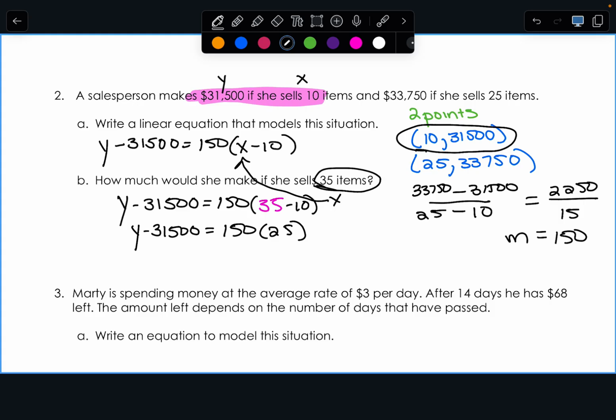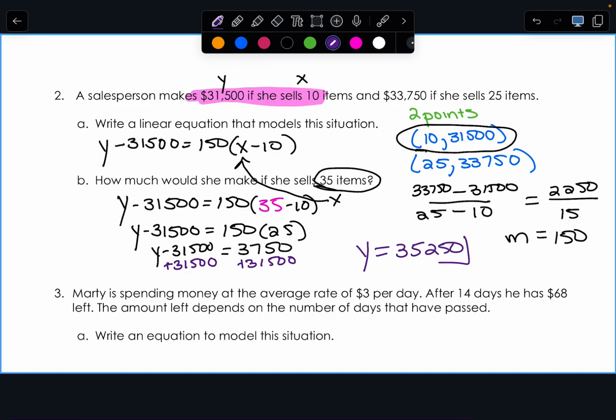From there, 150 times 25 is 3,750. When I add this over to get y by itself, y equals, let's see, plus 31500, $35,250.